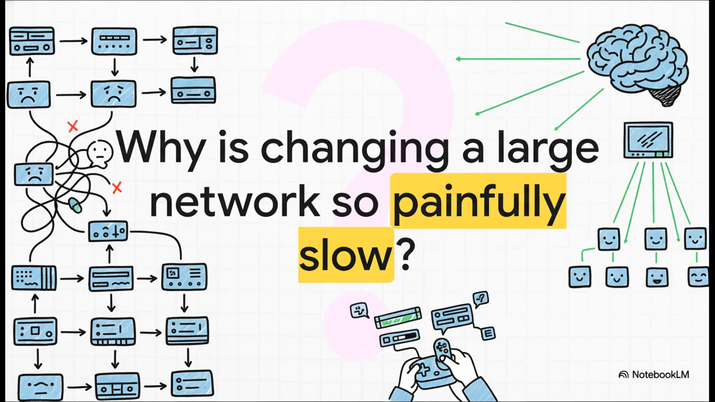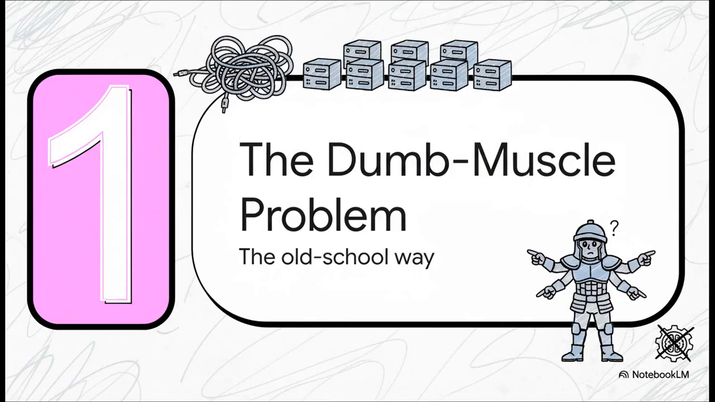Seriously, have you ever wondered about this? You know that feeling when you're at work or school and the Wi-Fi is just acting weird and it seems to take the IT department forever to fix it? Well, there's a really good reason for that, and it all goes back to the old clunky way we used to build networks. So yeah, let's start with what I like to call the dumb muscle problem.